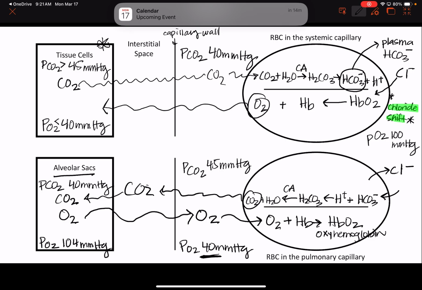So arrows have to be moving in the right direction. For this bicarbonate equation, arrows have to be moving in the right direction. All the components need to be there. I'll remind you of things to include. So it'll say make sure to include partial pressure of CO2 in each location, partial pressure of oxygen in each location. I'll remind you to do the chloride shift. Those little things, I won't tell you the equations, I won't tell you the directions, but I'll say make sure that you include all these aspects of this transport mechanism.